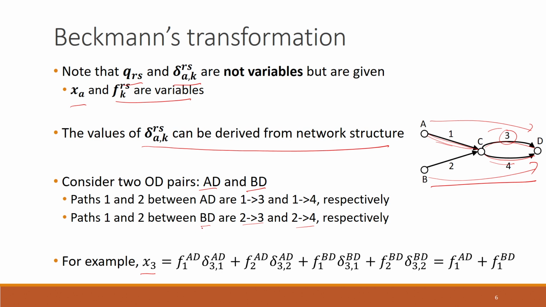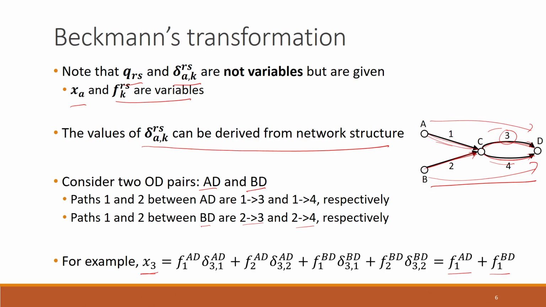Similarly, the first path which connects B to D has link 3 as part of it, because the first path is going from B to C and then it is taking this top link from C to D. Whereas this second path which is connecting B to D does not have link 3 as part of it, because this second path is going from B to C and then it is taking the lower link here. Okay. So that is why the flow through link 3 should be equal to the sum of the flow that is taking place through the first path connecting A to D plus the flow that is taking place through the first path connecting B to D.